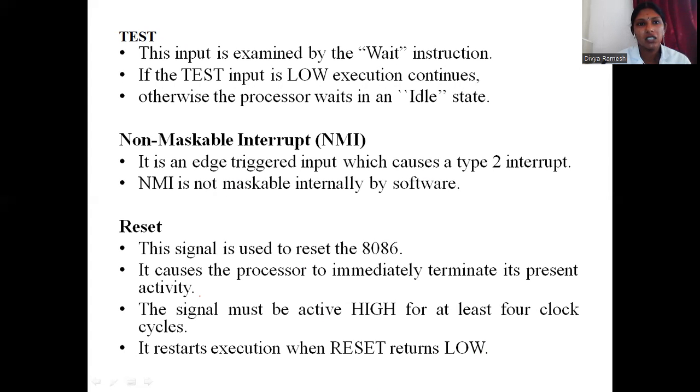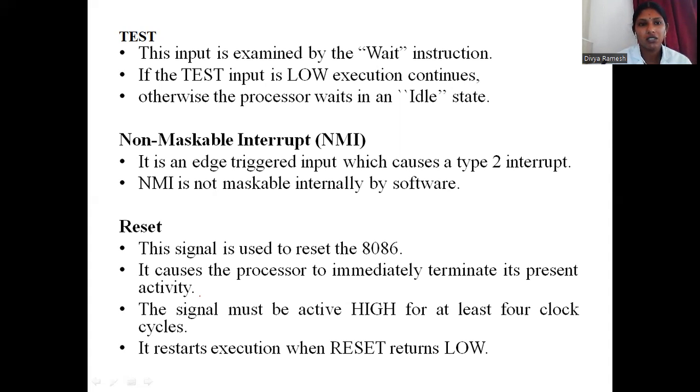Next is the test pin. This test pin will be examined with the help of the wait instruction. Whenever this pin is low, that is, it holds a value of 0, the execution will continue. Otherwise, the processor will wait in a particular idle state. Next one is NMI. We are seeing these pins because they are addressed in the 8086 40 pin package. So we are seeing the pin wise configuration now.